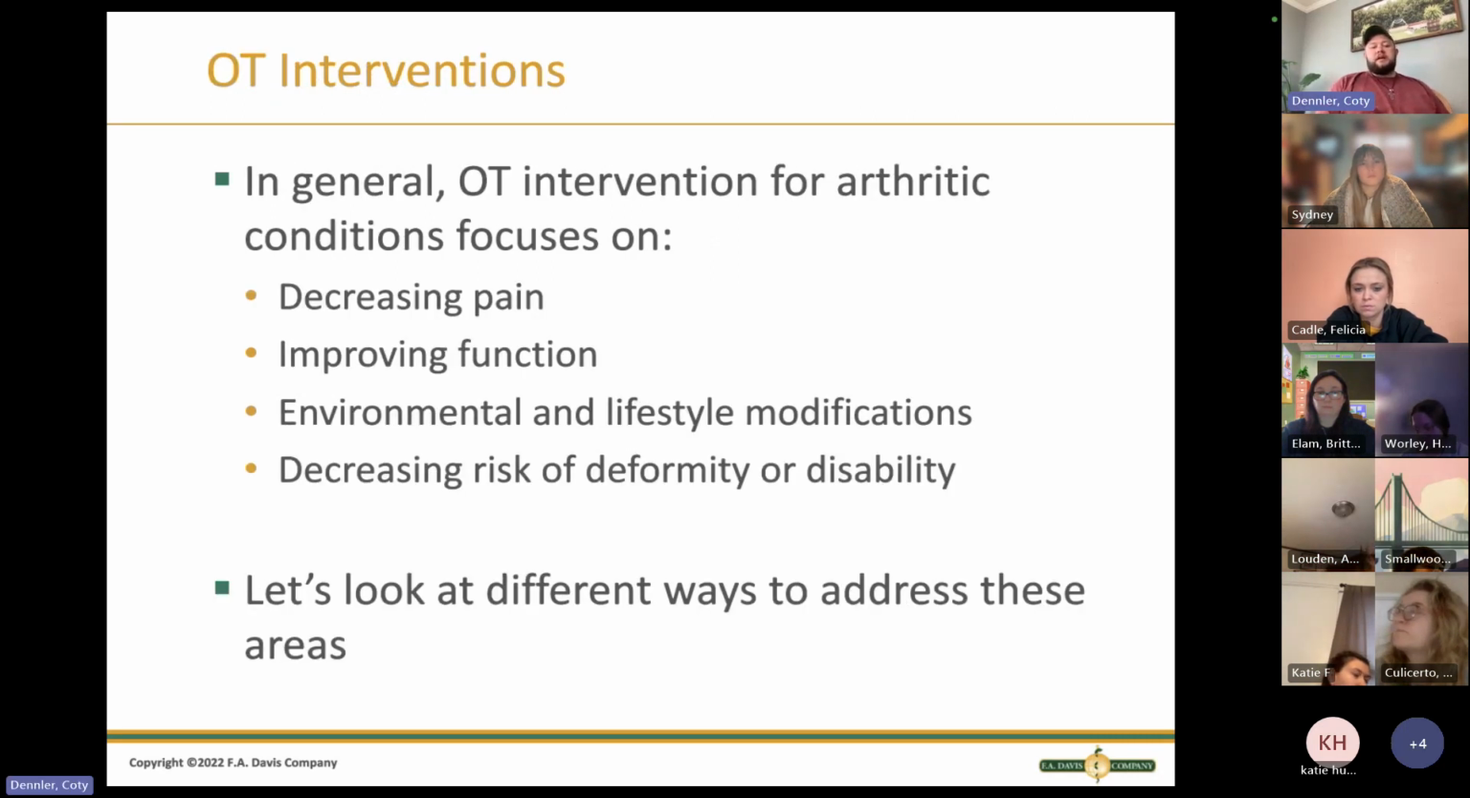So let's talk about some other OT interventions. In general, these go for all of them. Our goal here, what we're going to try to do, is decrease pain, improve their function. We might do an environmental or a lifestyle modification, depending on the person and the situation, and decrease the risk of deformity or disability. Okay, those are the 4 things that you guys need to remember. Write them down or take a picture. Decrease pain, improve function, do an environmental or lifestyle modification, or decreasing the risk of deformity or disability.